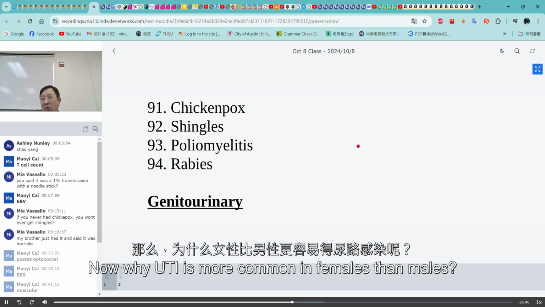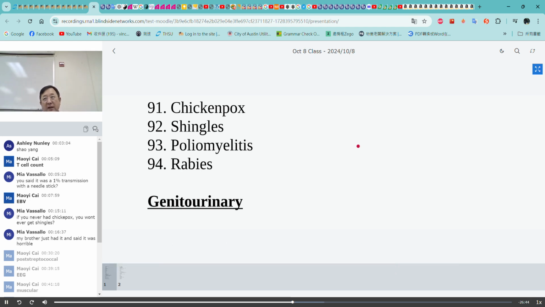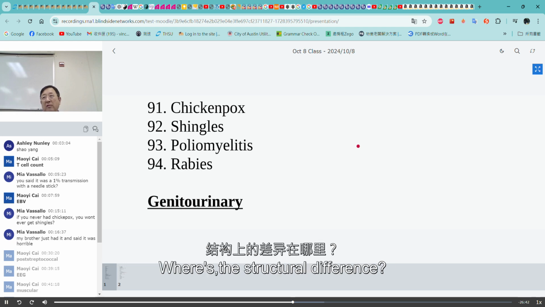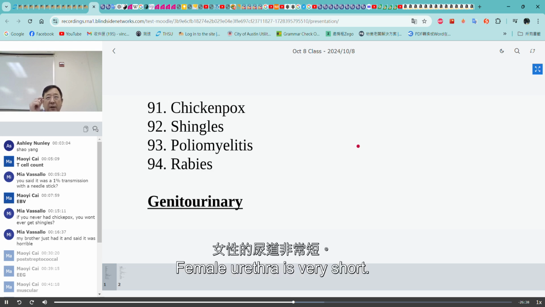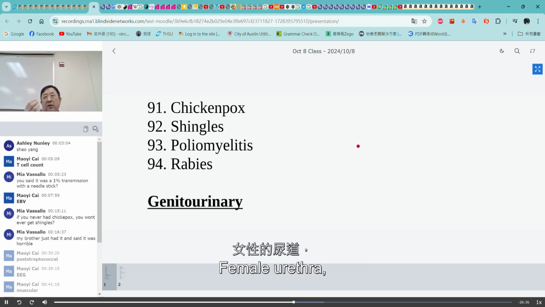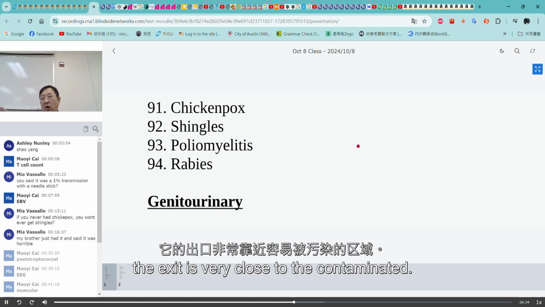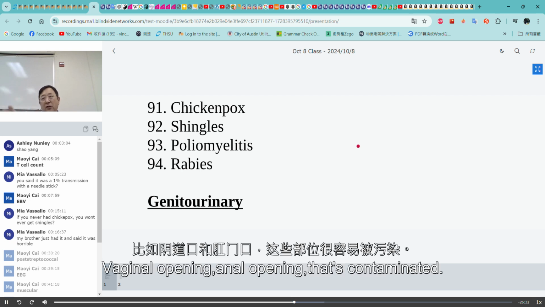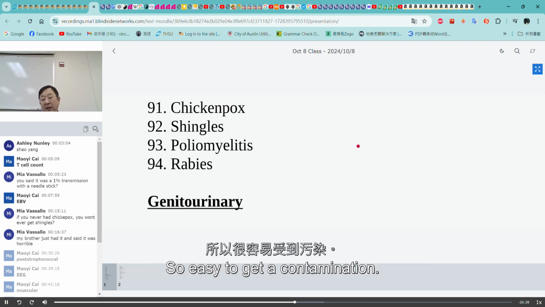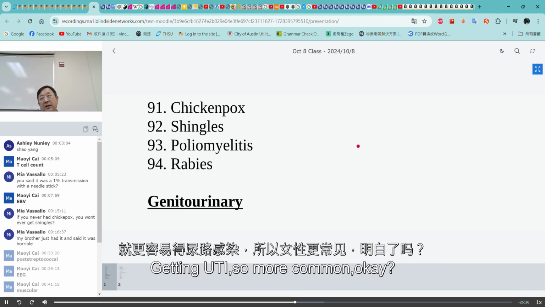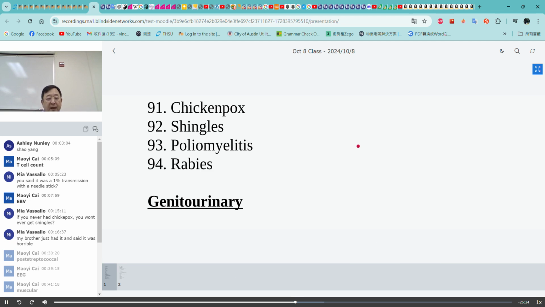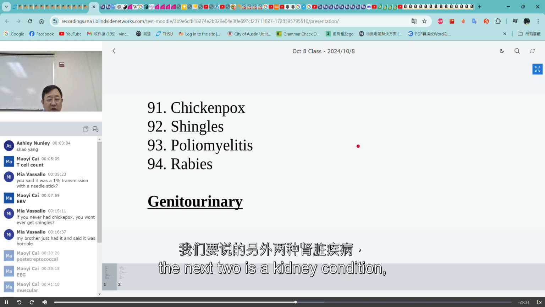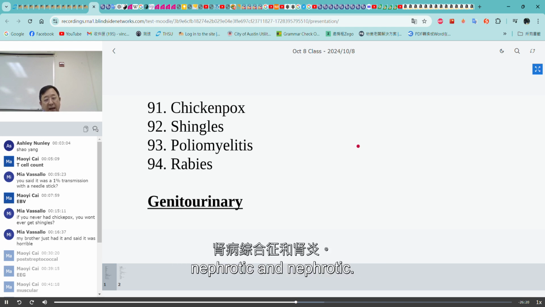Now, why is UTI more common in females than males? You have to understand, right? Where's the structural difference? Male urethra is much longer. Female urethra is very short. The female urethra exit is very close to the contaminated vaginal opening and anal opening. So it's easy to get contamination. And then what? Getting UTI. So more common.